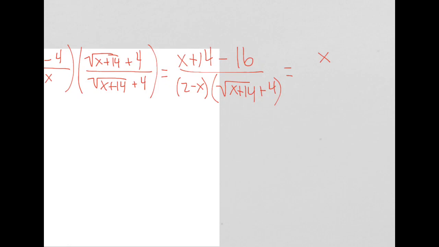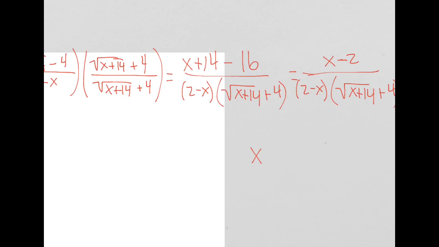Numerator becomes x minus 2. Denominator is still the same. And you may be thinking, oh no, my numerator says x minus 2 and my denominator says 2 minus x. Well, think about this. Let's play with that numerator. Notice that those two expressions, x minus 2 and 2 minus x, are the same, except that on one of them the signs are changed.